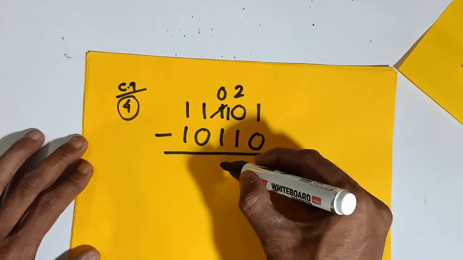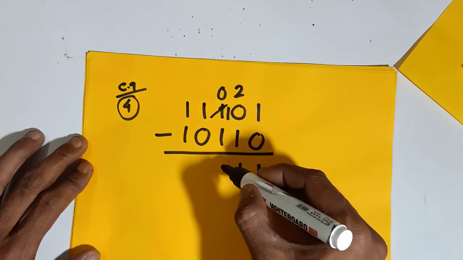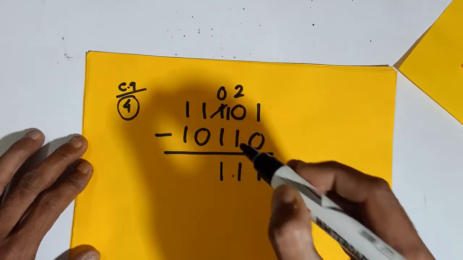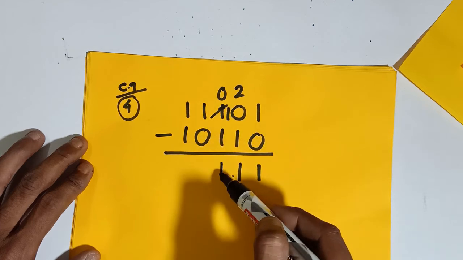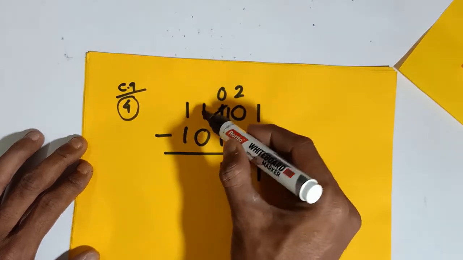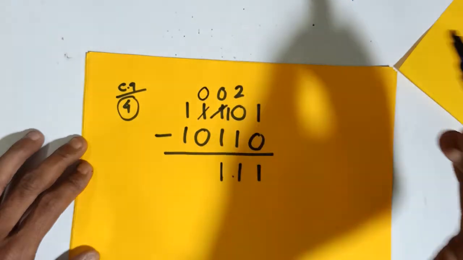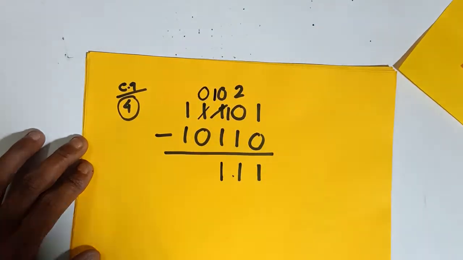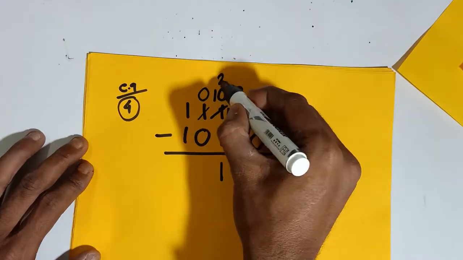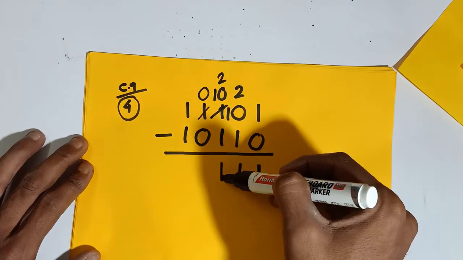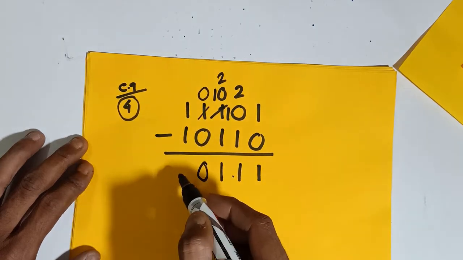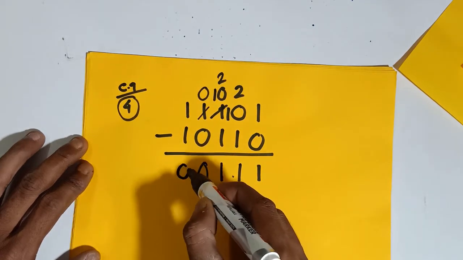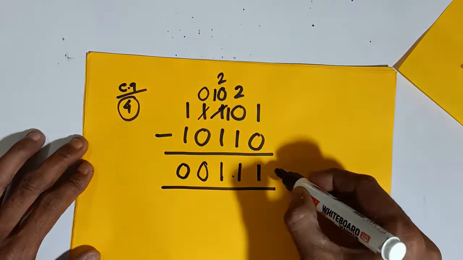So 0 minus 1 is equal to 1 again. Now as 0 minus 1 is equal to 1, he has to borrow from here. So this becomes 0 again, and this becomes 10. 10 is equal to 2. That's why 2 minus 1 is equal to 1. Now 0 minus 0 again is 0, and 1 minus 1 is equal to 0. So this is the answer.